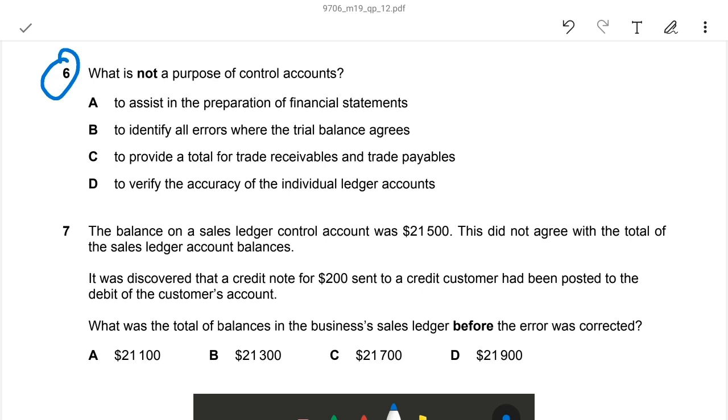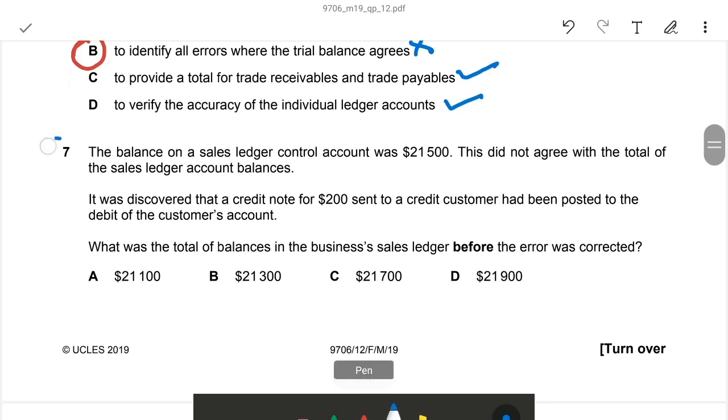Question number 6. What is not a purpose of control accounts? A. To assist the preparation of financial statements, that is a purpose of control accounts. To identify all errors where the trial balance agrees. No. To provide total trade receivables. To check the accuracy of the individual ledger accounts. So the correct answer is B.